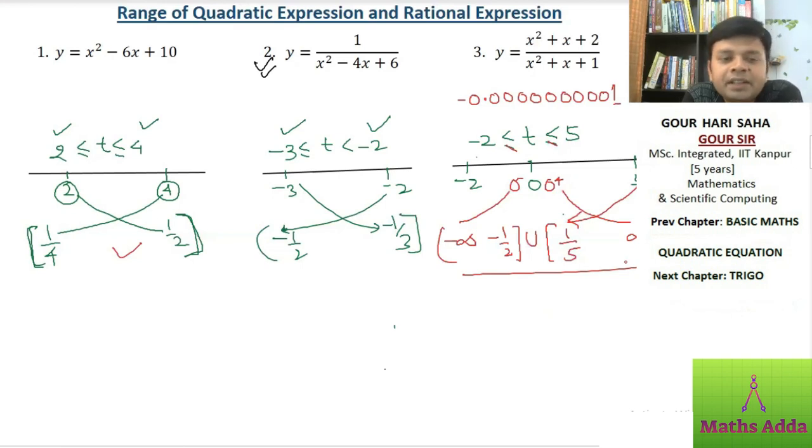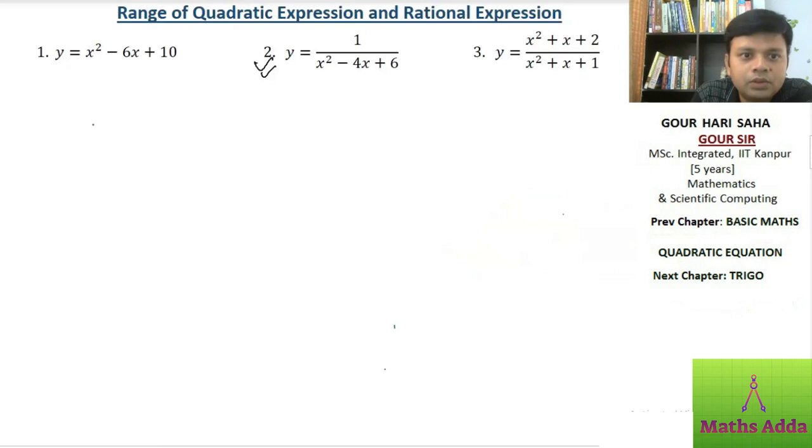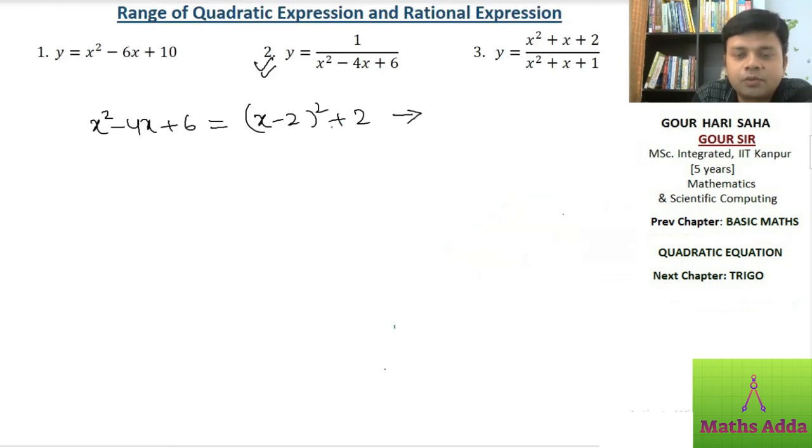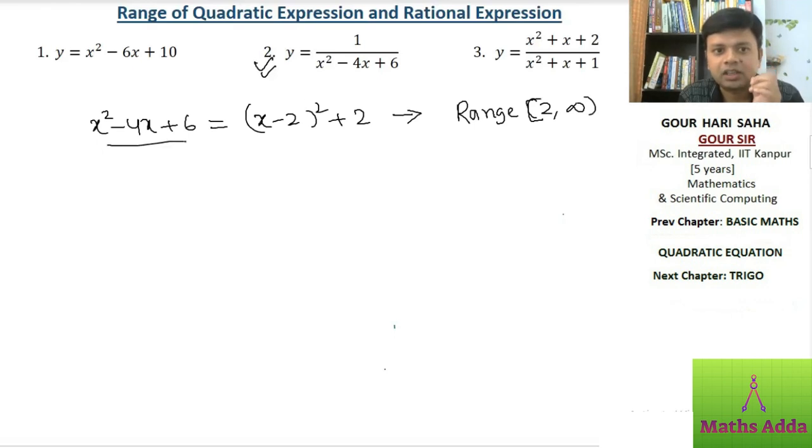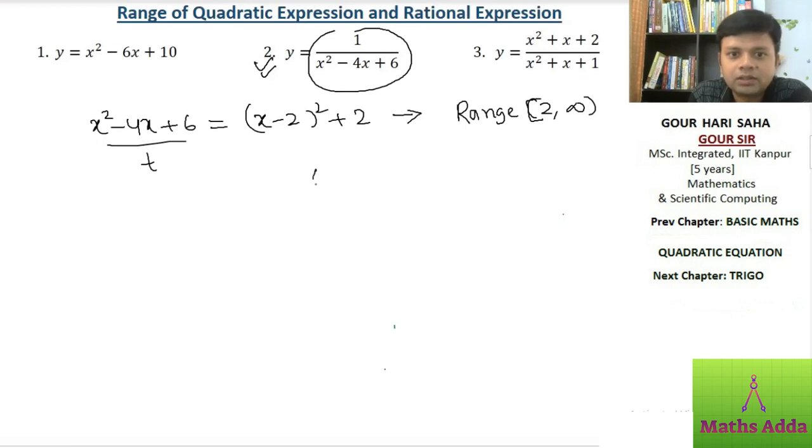Right? So what did we learn here? We learned how to find the reciprocal of intervals. So I will be using this learning to solve question number 2. So x square minus 4x plus 6, if you simplify it, is (x minus 2) whole square plus 2. This means its range is from 2 to infinity, right? Close here, open here. So I name this as t, and what are we looking for? We are looking for 1 by t. So t is what? From 2 to infinity.